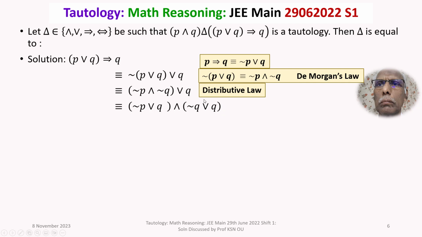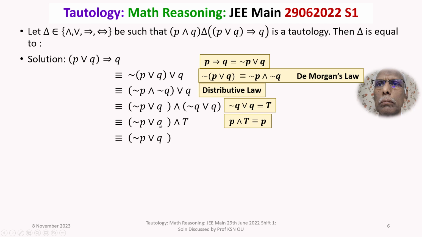Look at negation of Q or Q. For whatever the truth value of Q, negation of Q or Q is a tautology. That means it will always be true. Negation of Q or Q is equivalent to T. So we write T in that place. So this is equivalent to (negation of P or Q) and T. Now X and T is equivalent to X, so this is equivalent to negation of P or Q. So that is the equivalent statement for this.